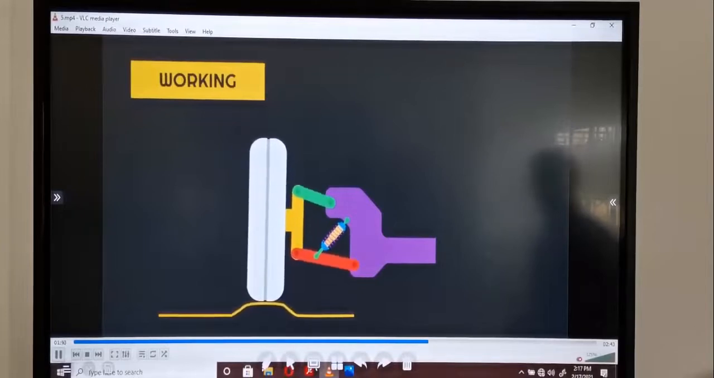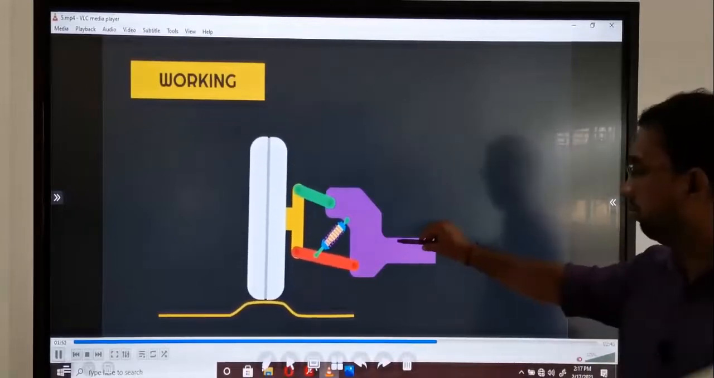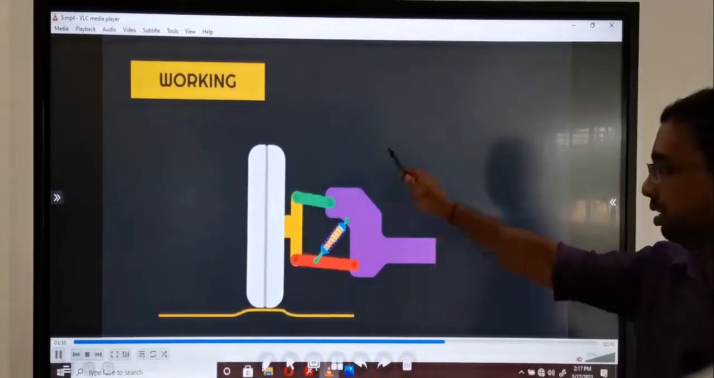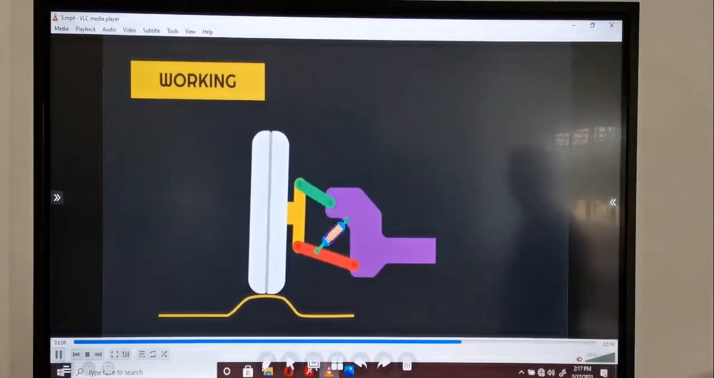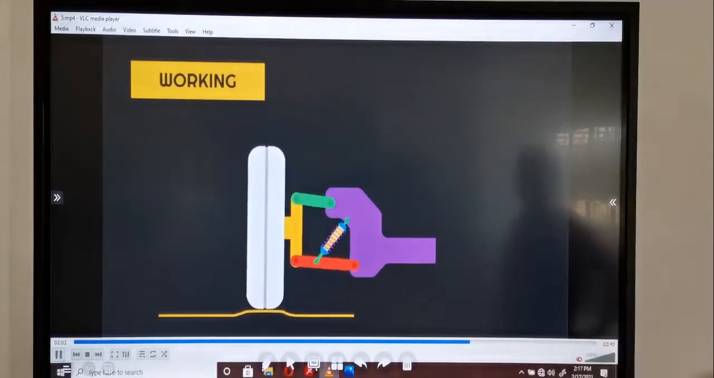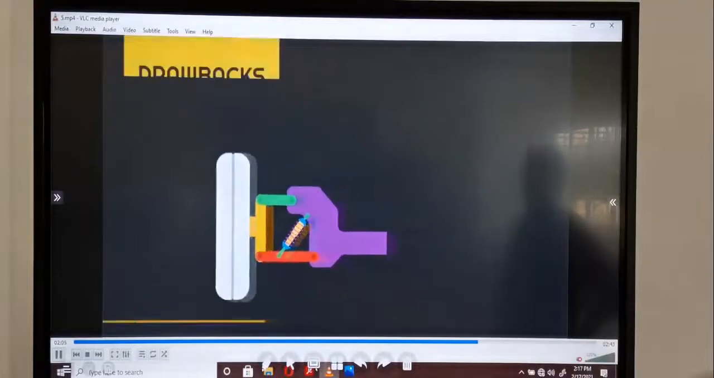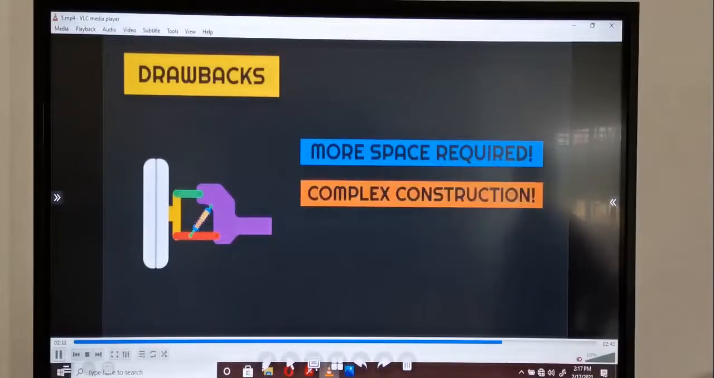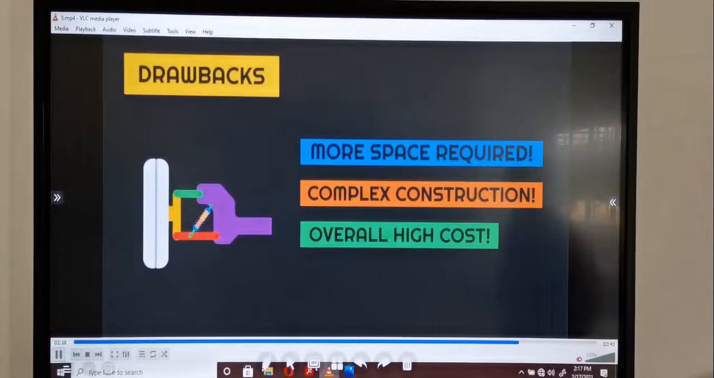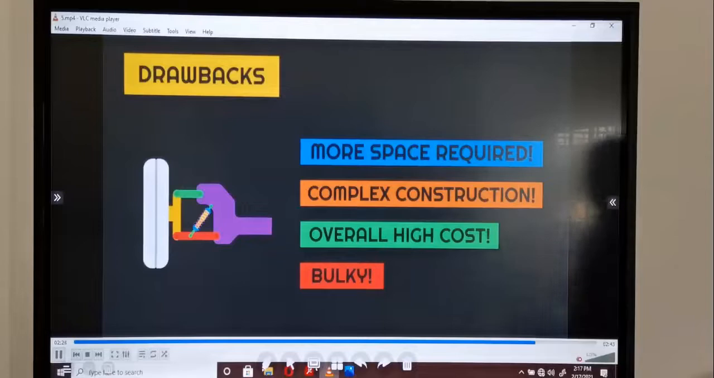So that's why this is the most independent suspension system. The vehicle frame does not vibrate. Only these wheels move up and down. There are not so many vibrations occurring in the vehicle frame. That's called independent. The wheel and socket move up and down independently. So the drawbacks: more space required, complex in construction and overall high cost. These are very popular and bulky. Bulky means there are a lot of parts.